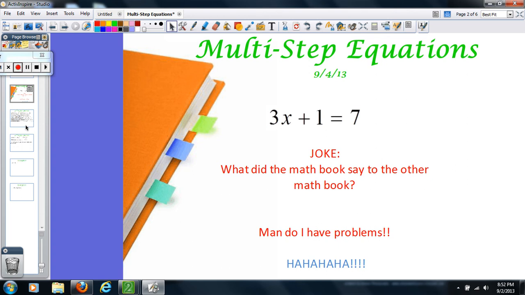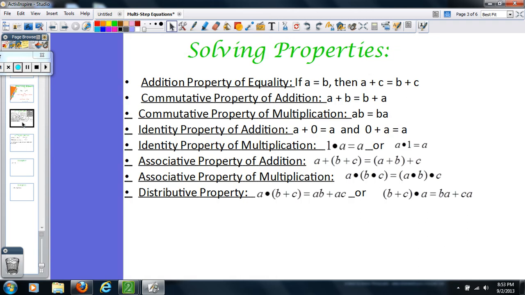So the first night, this last weekend, we covered one-step equations and giving your reasoning behind every step that you complete and how you're able to do that. And then last night, you guys did two-step equations. Tonight we're going to go to some multi-step equations, which are significantly more difficult, but same idea with each one though. So again, we have our solving properties here.